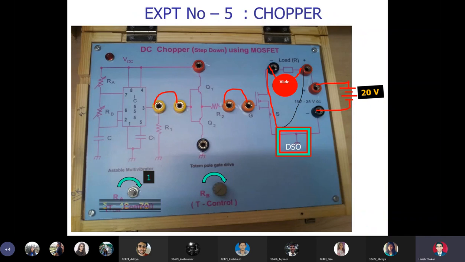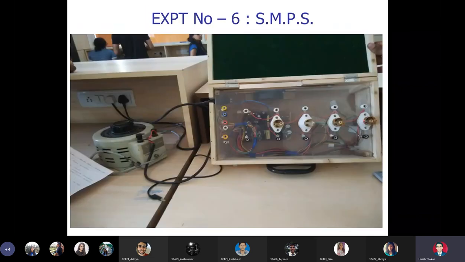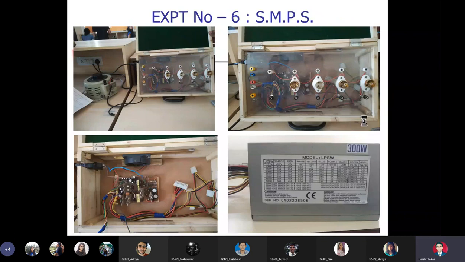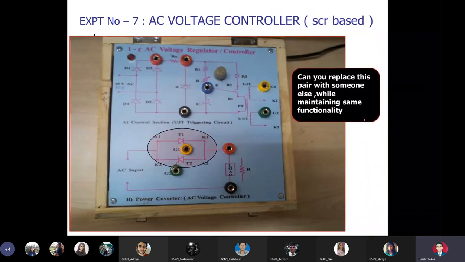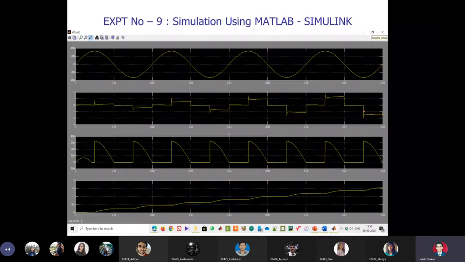How the readings should come when you are performing the experiment. Chopper connections are also there. So this is basically for revising how you perform experiments on the kits during the semester. This will be shared with you eventually at the right time. Then the AC voltage controller, and sample snapshots of correct waveforms and the readings on the instruments, simulation.